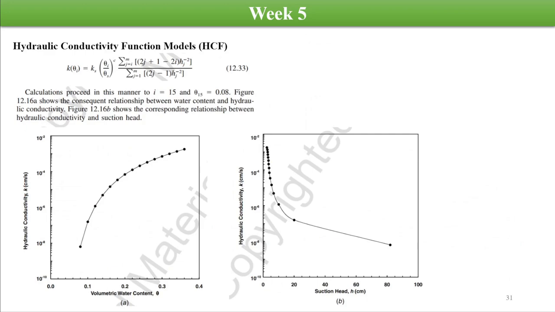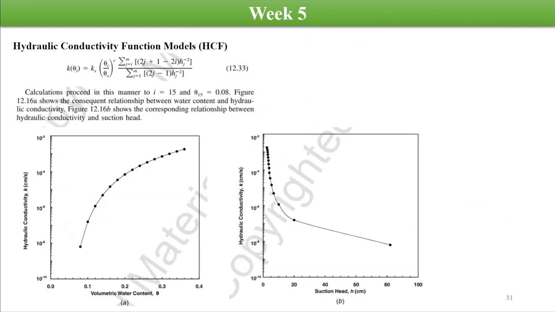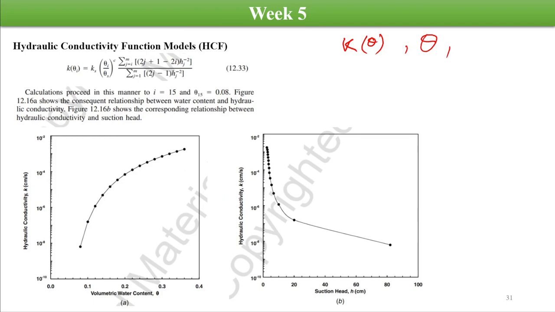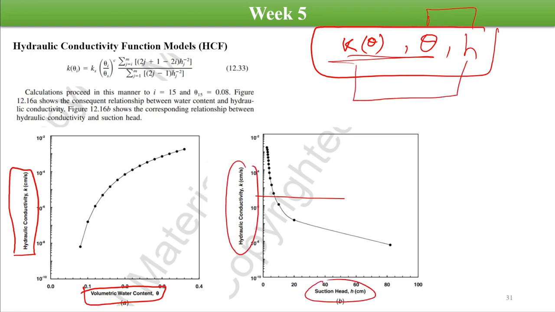After repeating this operation for every increment of theta, we'll see that we have obtained a plot where we have calculated the value of k as a function of theta, for every value of volumetric water content theta, as well as for different values of soil suction h. So we can plot two plots: hydraulic conductivity k versus volumetric water content theta, and hydraulic conductivity k versus matrix suction h.